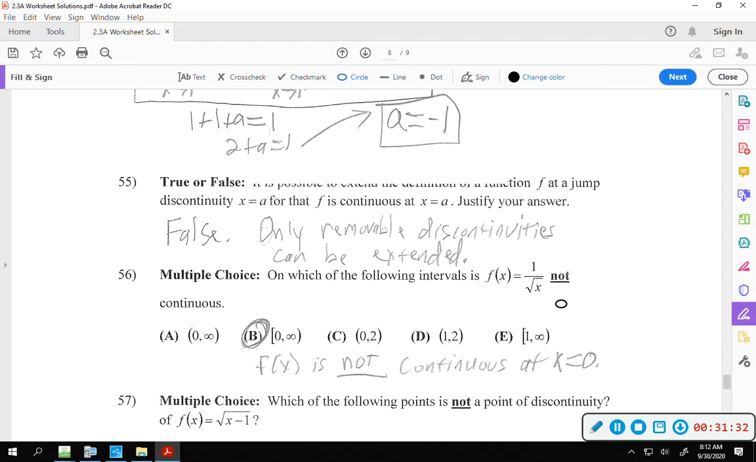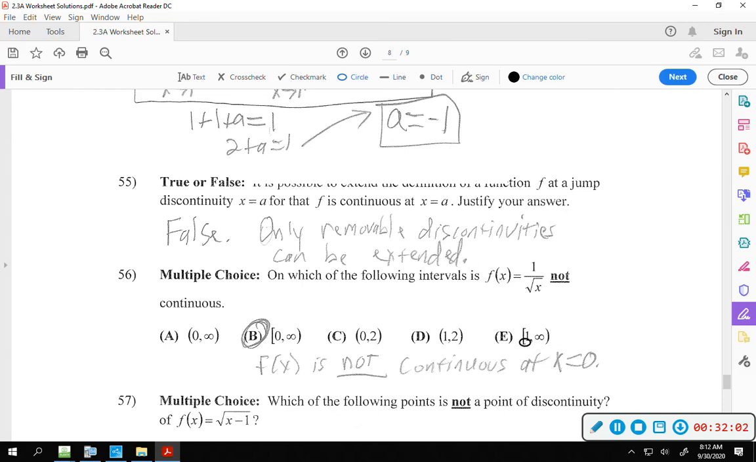This is kind of a confusing problem because a lot of students look at this and say, oh, wait a minute. Well, look at it. It is continuous from 0 to infinity. That is the domain. It is continuous from 0 to 2 because that's in the domain. It is continuous from 1 to 2. It's continuous from 1 to infinity, 1 inclusive.